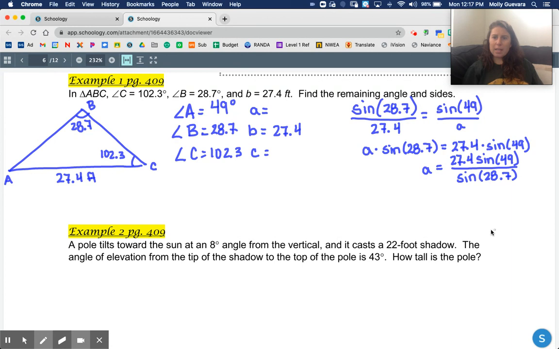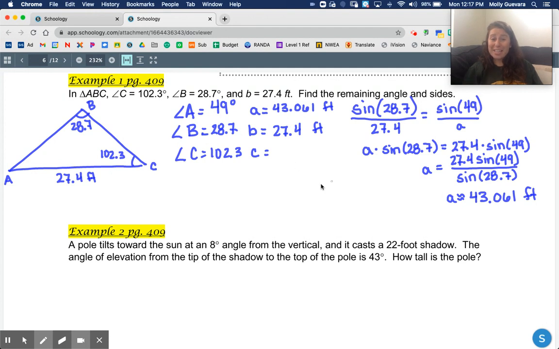28.7. Make sure that you are in degrees on your graphing calculator, right? Because these angles are given to you in degrees, so it has to be degrees, so just make sure you're paying attention. And I get that side A is about 43.061 feet. Can't forget our units. Okay, so I've solved for A.